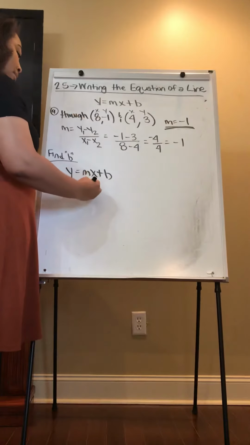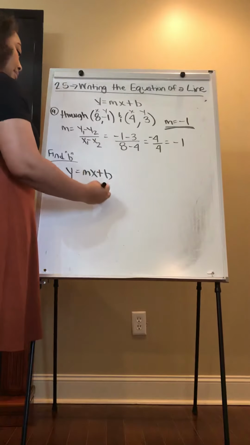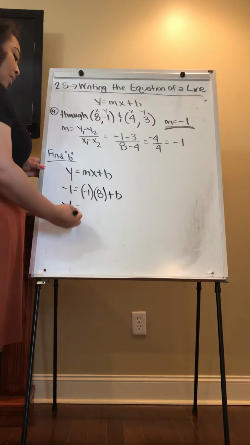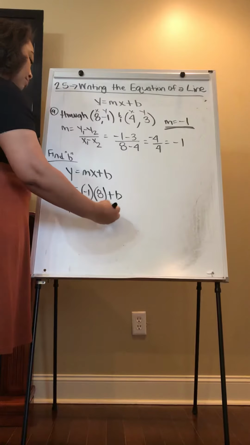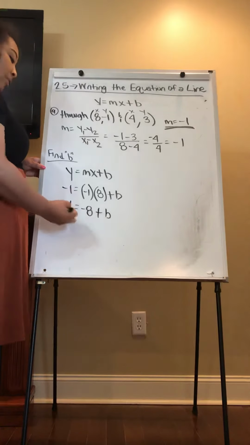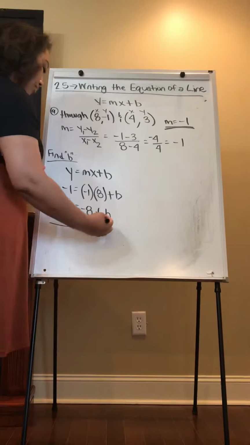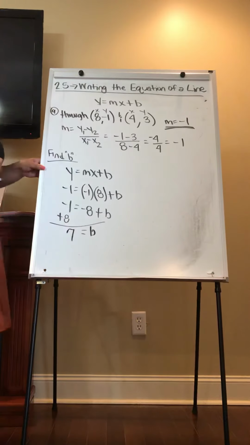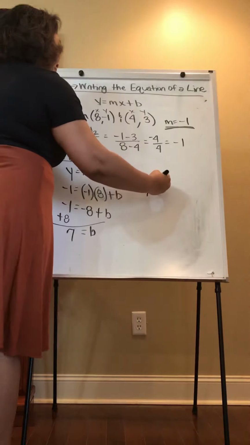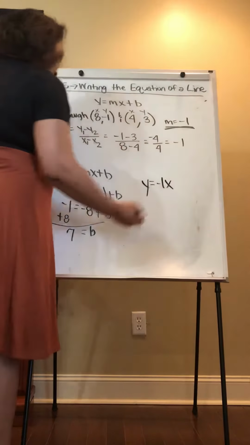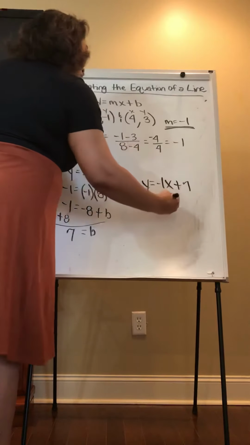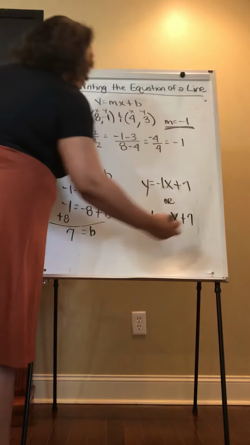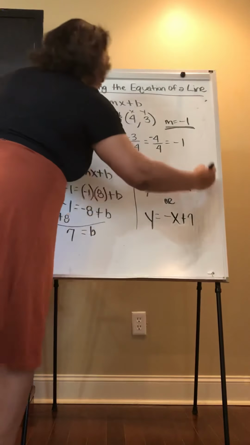My m we found is negative 1. My x is 8 plus b. So I have negative 1 equals negative 8 plus b. So I'm going to add 8. So b equals negative 1 plus 8 is a positive 7. So my equation is y equals negative 1x plus 7. Or you can just write y equals negative x plus 7. Because that does mean I understood negative 1.